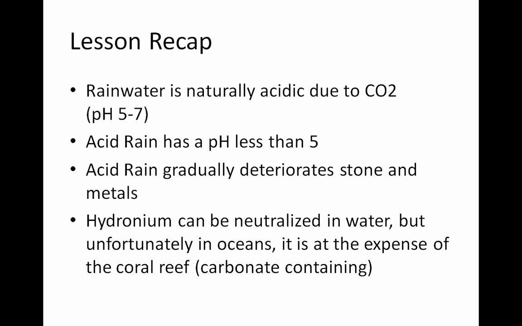So what I hope you kind of got from this, I know it's a short lesson, but rainwater is naturally acidic due to carbon dioxide, and that should be a subscript. CO2, with a subscript 2, with a pH of 5.7. Acid rain, therefore, has a pH that's less than 5. And it's the acid rain that really does the deterioration of any stone, any metals, the ocean, trees, etc. Whereas the hydronium ion can be neutralized in water, but unfortunately in oceans it's coming at the expense of the coral reef and shelled life forms. That's because they do contain that carbonate that's so wonderful coming out of limestone in our lakes, but not so wonderful whenever we pull it out at the expense of our coral reef and our shelled organisms.